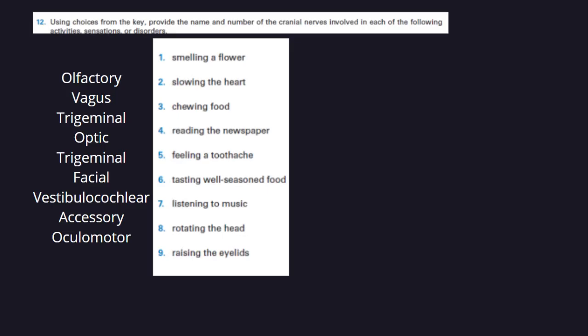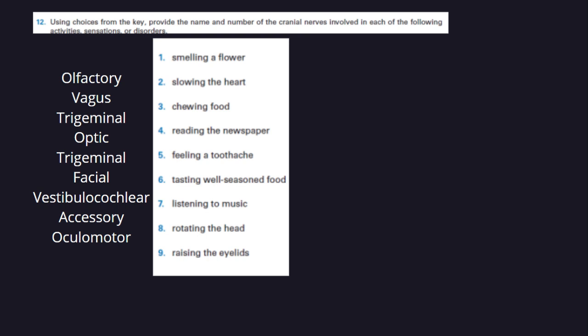Number 12. Using choices from key K, provide the name and number of the cranial nerves involved in each of the following activities, sensations, or disorders. Number 1. Smelling a flower. Our answer is olfactory. Number 2. Slowing the heart. Our answer is vagus.